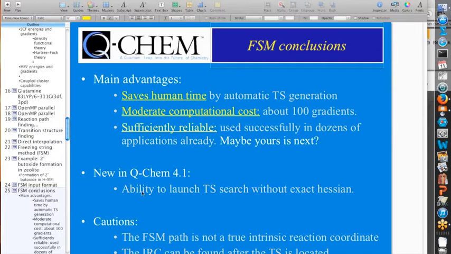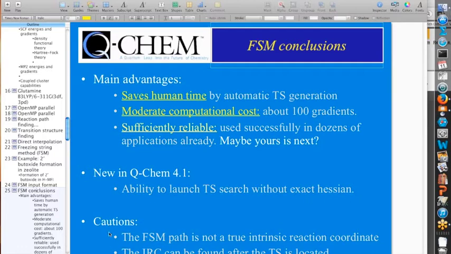In the context of Q-Chem 4.1, one thing to highlight is the fact that the FSM now has the new ability to launch the transition state search without the need for an exact Hessian. What that means is that the FSM code has been updated to build an approximate Hessian that has the correct structure, knowing the initial guess at the end of the FSM calculation. It will select one mode that has negative curvature, that's the reaction coordinate, and it will then merge that concave down mode with all of the concave up modes corresponding to all other normal coordinates.